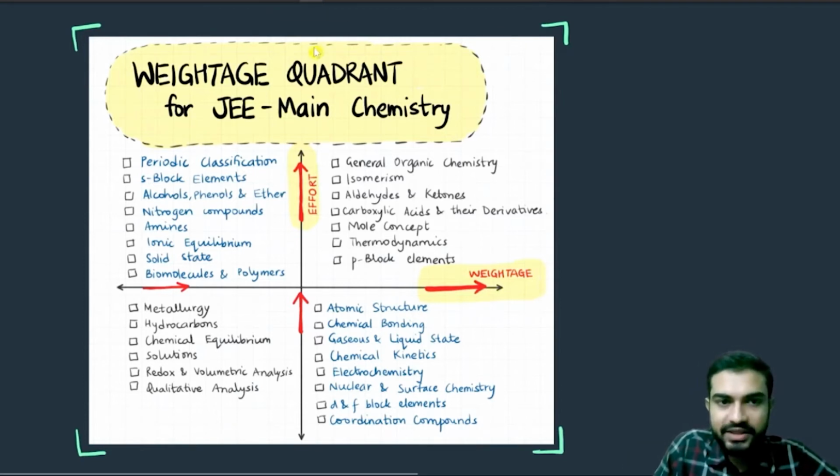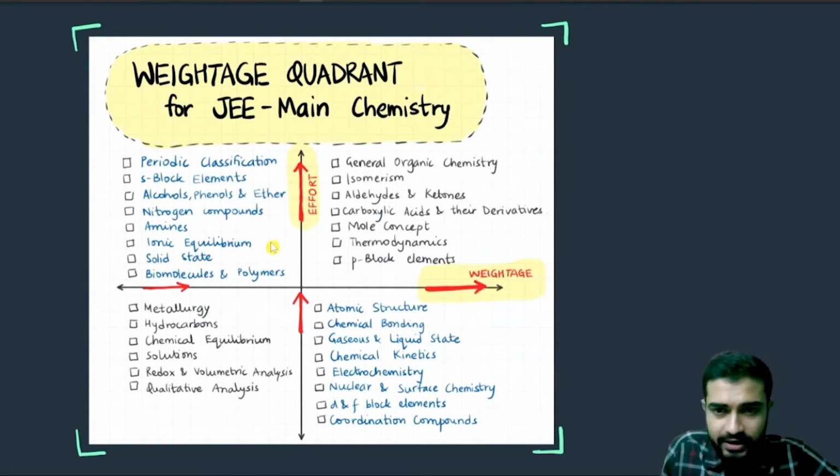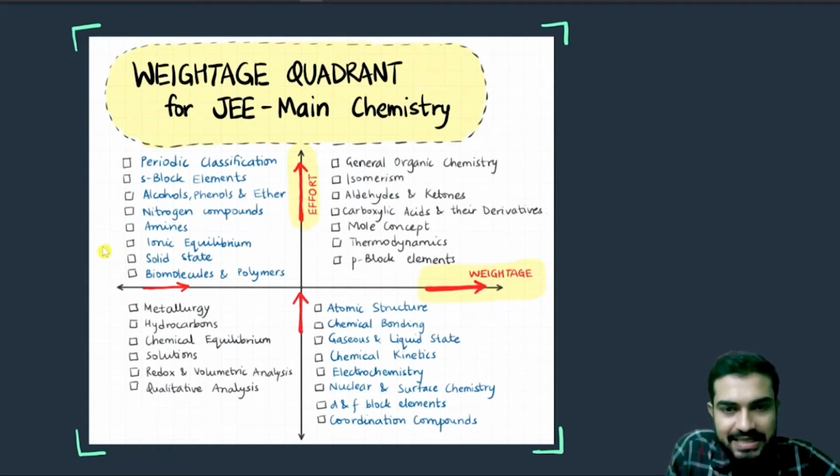Starting with this quadrant, the y-axis represents effort and the x-axis represents weightage. So this quadrant has high effort and high weightage topics. Then similarly we have high weightage, low effort, and so on. So we see that this first quadrant represents low weightage, and it has high effort.